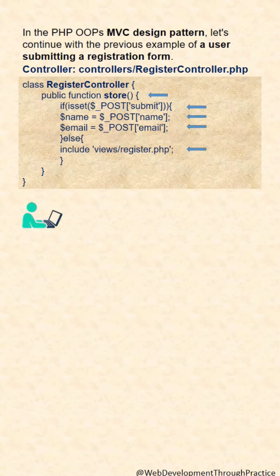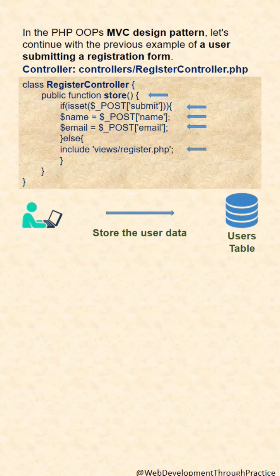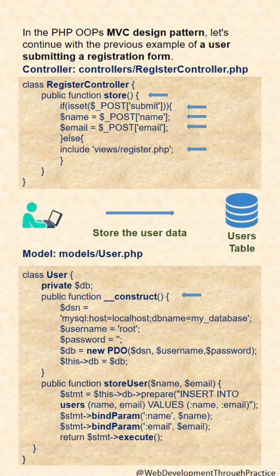Next, we want to store the user data in a database called the users table. To interact with the database, we need a model. We create a user model to define a constructor to handle the database connection using PDO. Additionally, we define a function called storeUser to insert the user's details into the users table by executing an insert query.